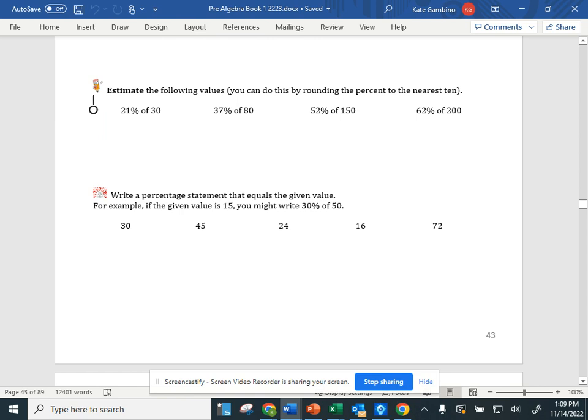Then we have write a percentage statement that equals the given value. For example, if the given value is 15, you might write 30% of 50. So you want the answer to be this number. So what percentage of what would give you 30? So here, 30% of 50 equals 15.